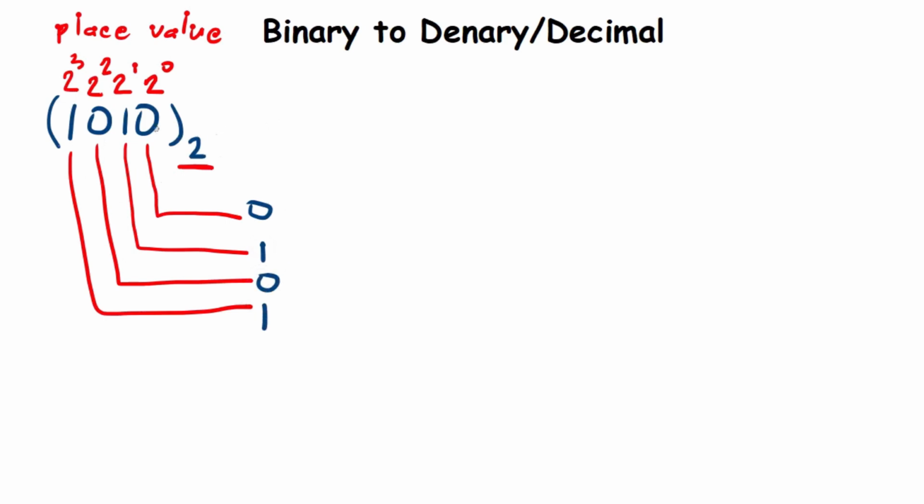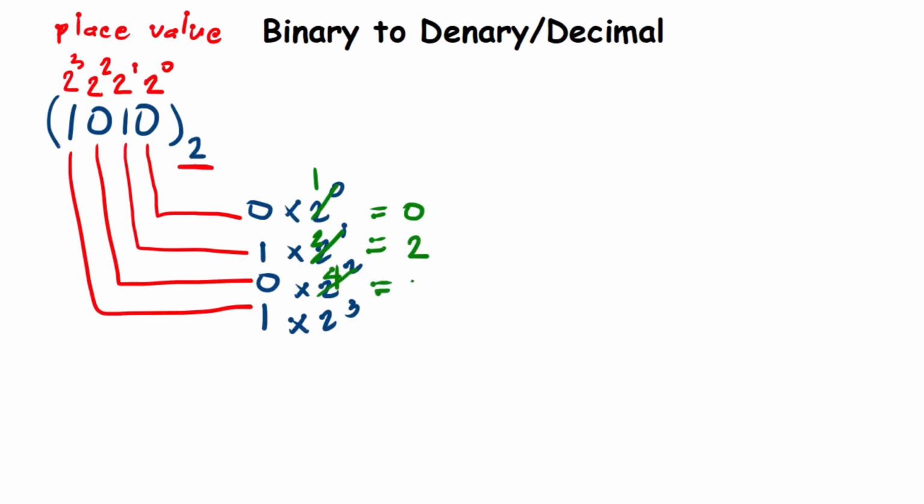As I mentioned earlier, each bit will be multiplied by this place value, which is 2 to the 0. So this is times 2 to the 0, this is times 2 to the 1, times 2 to the 2, and times 2 to the 3. Any number raised to 0 is 1. So we are multiplying this 1 by 0, which is equal to 0. 2 to the 1 is 2. So we are multiplying this 2 by 1, which is 2. And 2 to the 2 is 4 times 0 to give us 0.